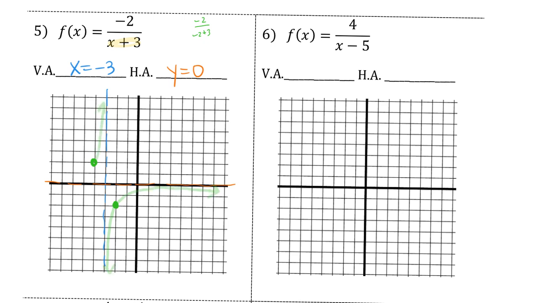Okay, for the other one, towards that one, towards that one. Just make sure you're approaching them, all your asymptotes, but you never cross them.